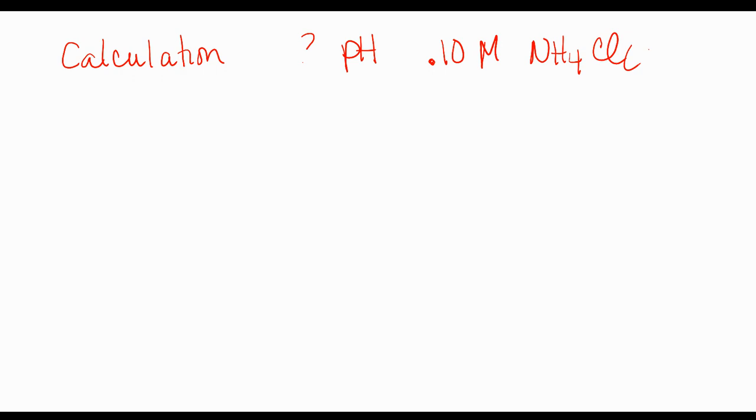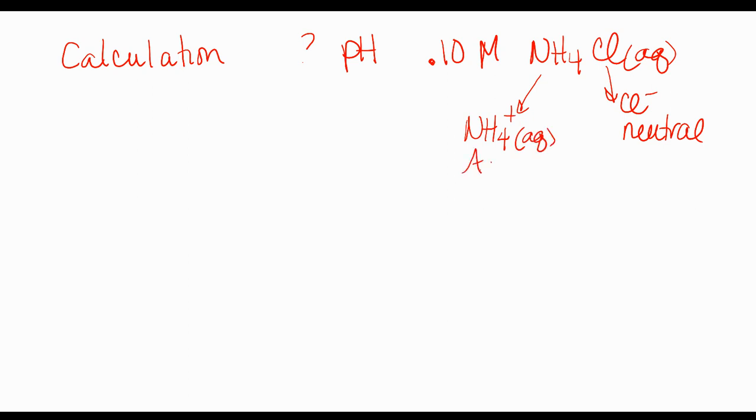Okay, so the calculation for pH of an acidic salt. So let's go with a 0.10 molar ammonium chloride. So the chloride ion is neutral. The ammonium ion is acidic.